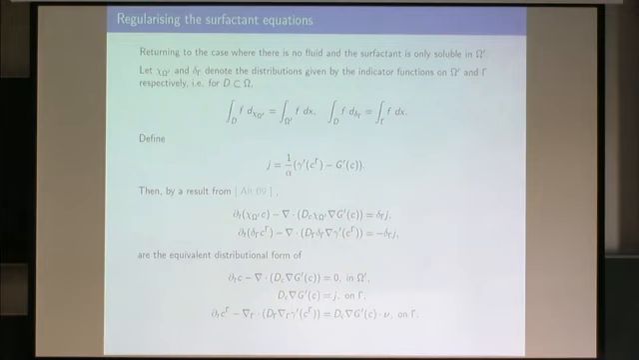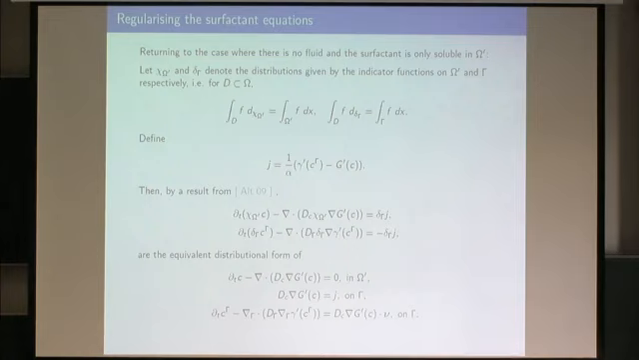So we used a result from ALT. Let's just go back to the case where there's no fluid and surfactant is only soluble in omega prime. So this is our system. Here J is shorthand for this difference. And the result by ALT shows that this is an equivalent distribution form for our surfactant system, where chi omega prime and delta gamma are formally the Dirac measures on omega prime and gamma, whose definition is given like this.